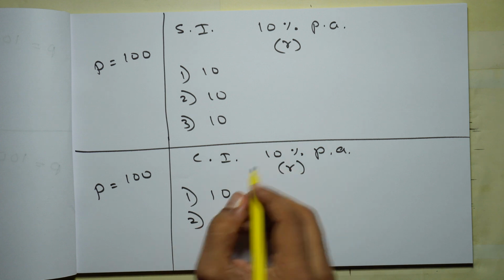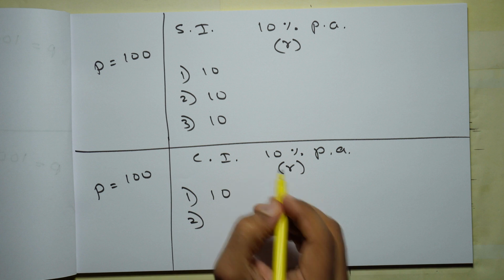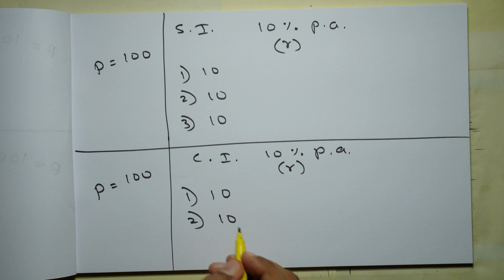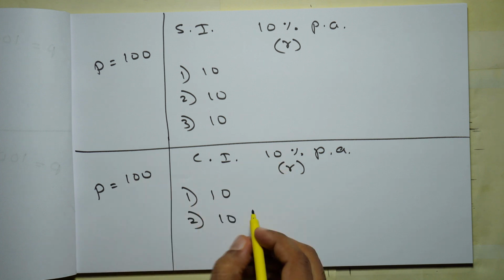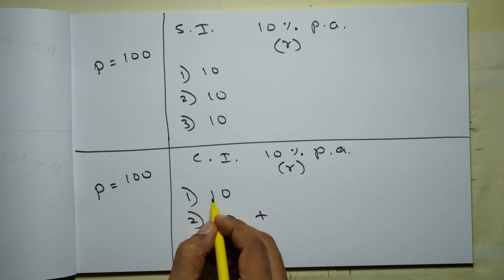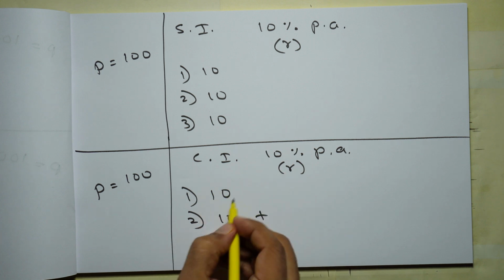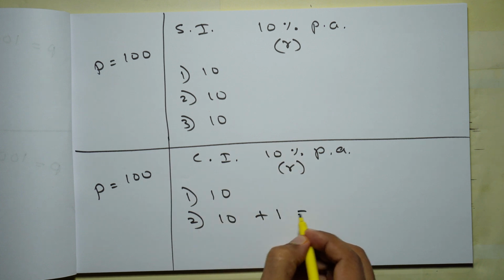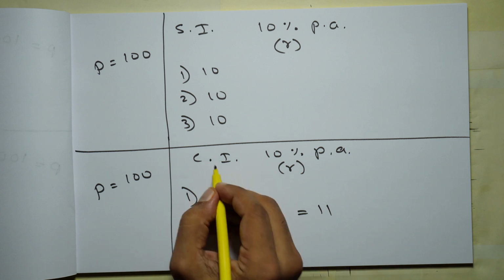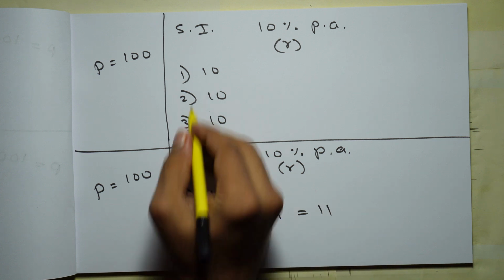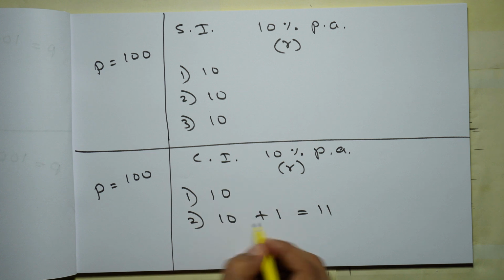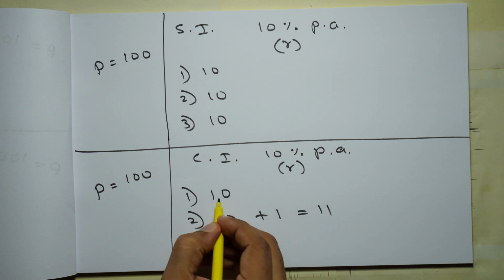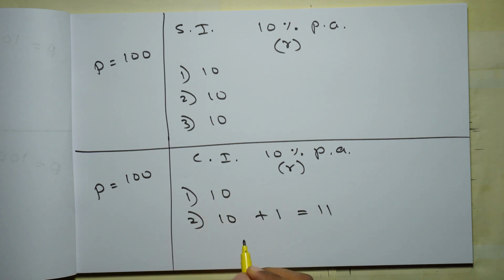Now in the second year, you will get R% of principal. So 10% of 100, you will get this 10. Now apart from R% of principal, you will be getting R% of previous year's interest. R% of first year's interest, so R is 10%, so 10% of 10, extra 1 also you will be getting. So it will become 11. This is how compound interest works. First year compound interest, simple interest, they are both same. From the second year onwards, apart from R% of principal, you will be getting R% of previous year's interest. Interest on interest also you will be getting.